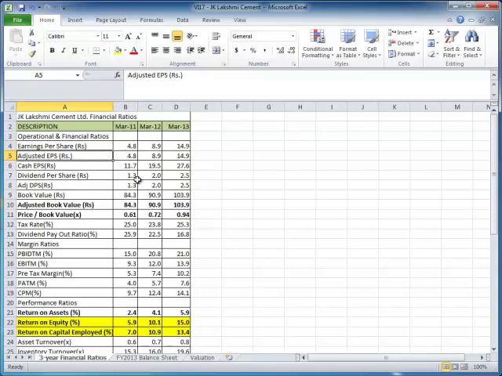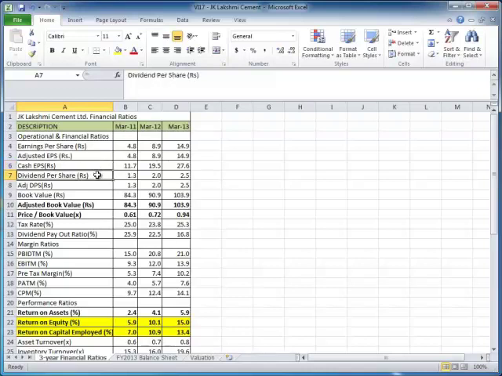Next we have adjusted earnings per share. Adjusted typically is adjusting for potential dilutions in the stock. In this case, the numbers are the same, so we don't really need to worry about that. So just think of this as earnings per share. And after that, we have the cash earnings per share.